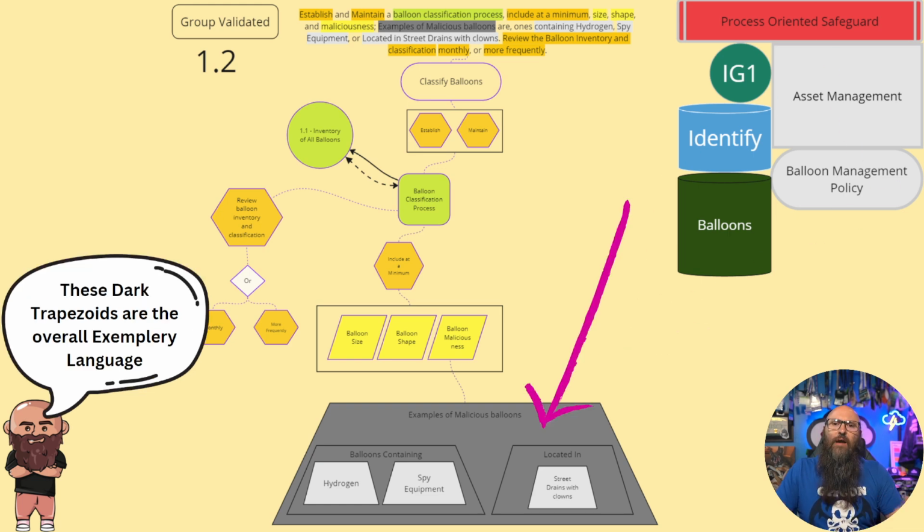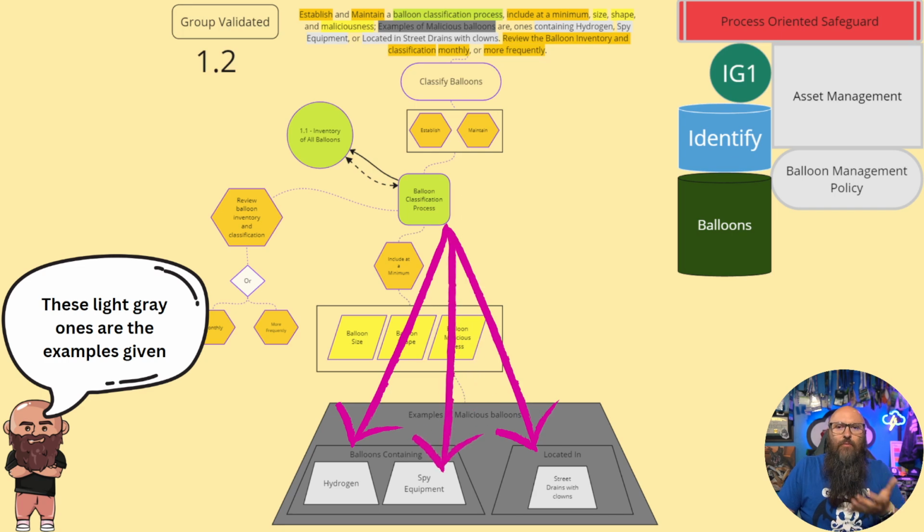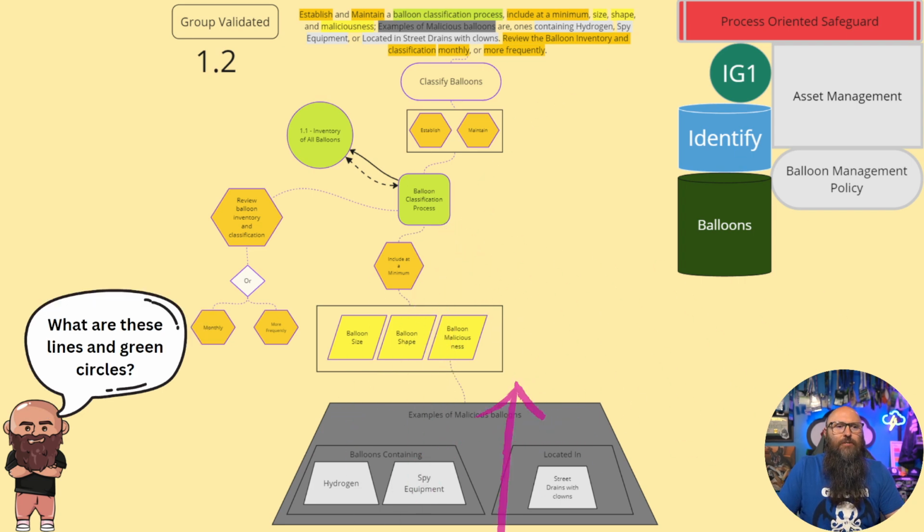These down here, these dark trapezoids, are the overall exemplary language, meaning examples of malicious balloons is this overall categorization. And then underneath that, we find these subcomponents, in this case, examples given, like balloons containing hydrogen or spy equipment. And this other side, located in street drains with clowns. And so we're just seeing this visualization of the breakdown of the words, but letting you know that they were all examples, which means you don't necessarily have to do any of these. It could be other things you might deem as malicious. These might be part of them and likely are, but there could be other things. And so these are exemplary in that definition.